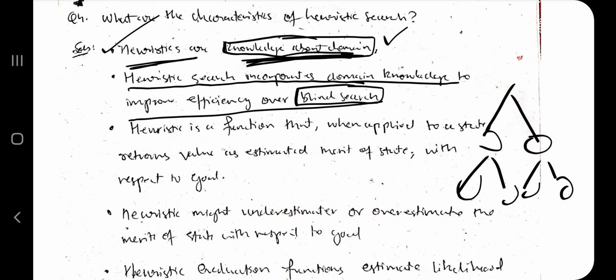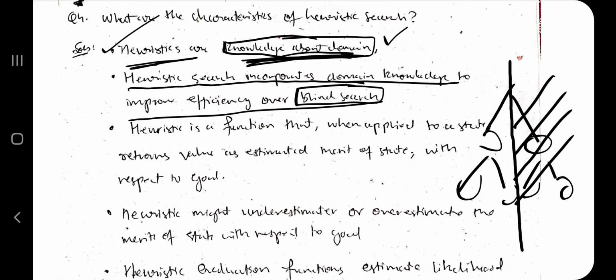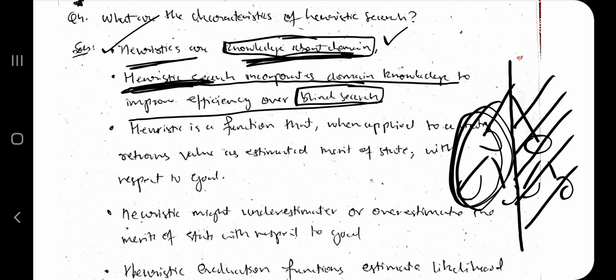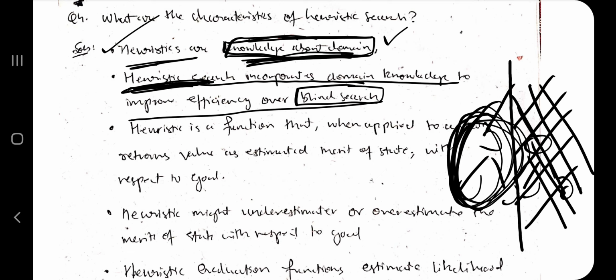But if you actually know there is an answer present only in the left part, you will just search the left part, you'll never move to the right part, right? That's the thing. If you have information, you'll be searching only the relevant ones. So heuristic search has that information, which is knowledge about the domain, due to which it will search only the relevant ones and eliminate the irrelevant ones.